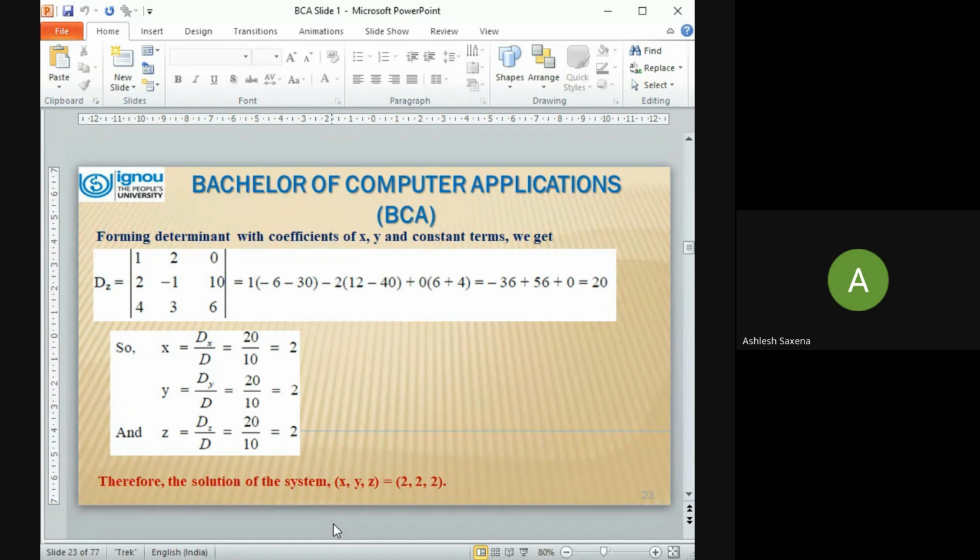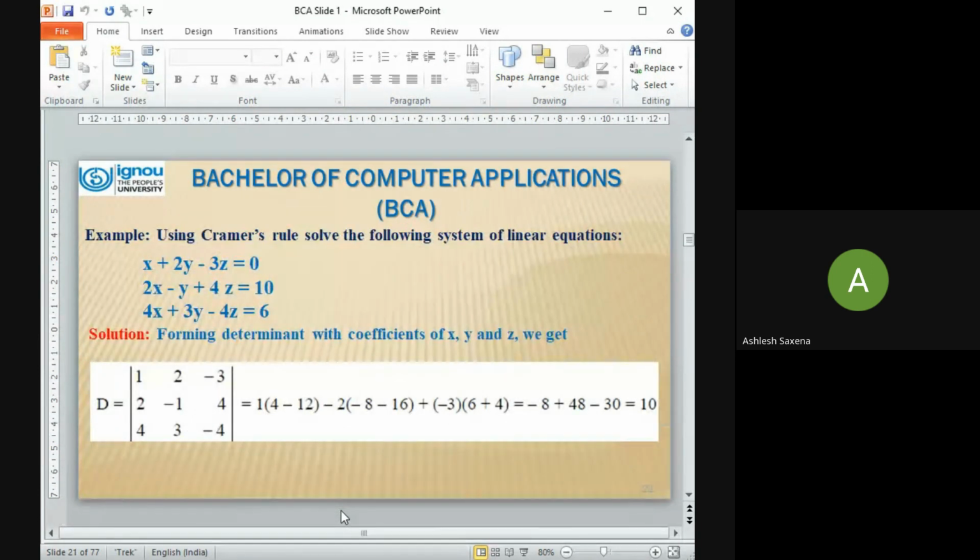Okay, now x is dx by d, that is 20 by 10, that is 2. y is dy by d, that is 20 by 10, that is 2. And z is dz by d, 20 by 10, that is 2. Your answer is this. Now the thing is that how do I know that this answer is correct? How will you come to know that this answer is correct? Your answer says x is 2, y is 2, z is 2.